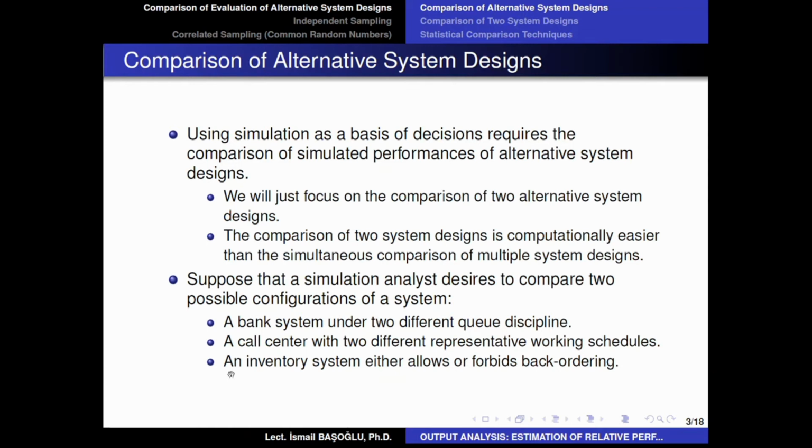Or imagine a call center with two different representative working schedules. Let's just say you want to determine an optimal working schedule for your call center agents. So at which hours, how many call center agents are going to work? Now you can find the solution with an optimization technique. However, how can you do that while the inputs are random, right?